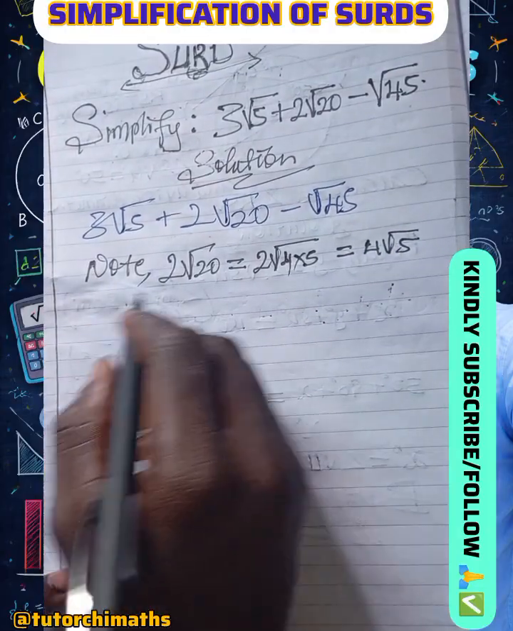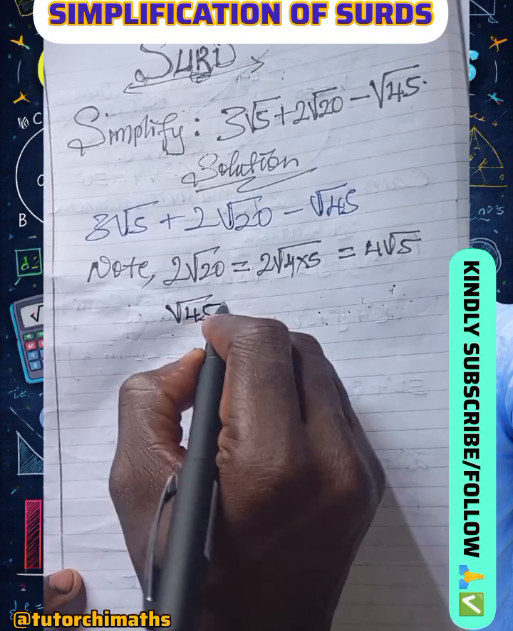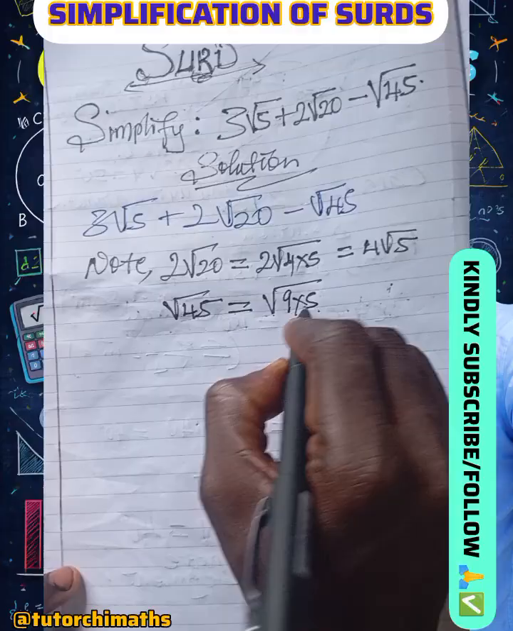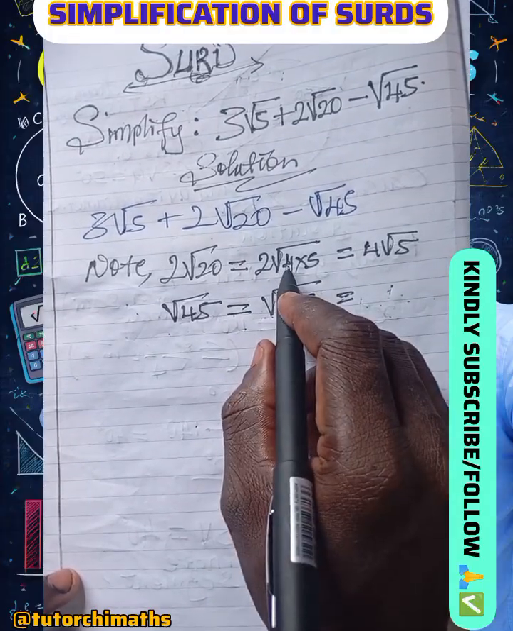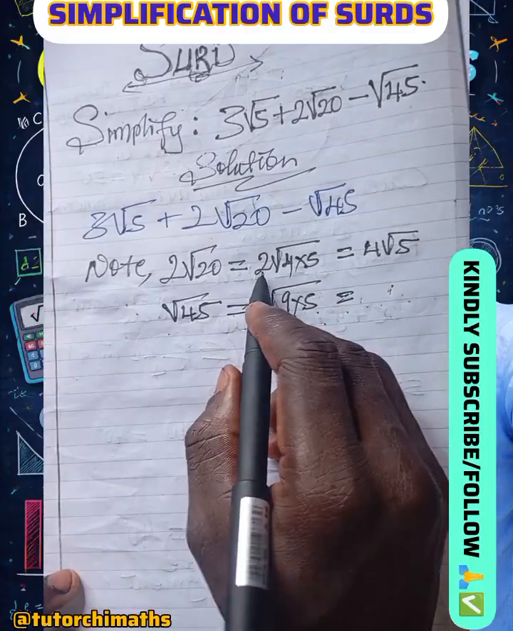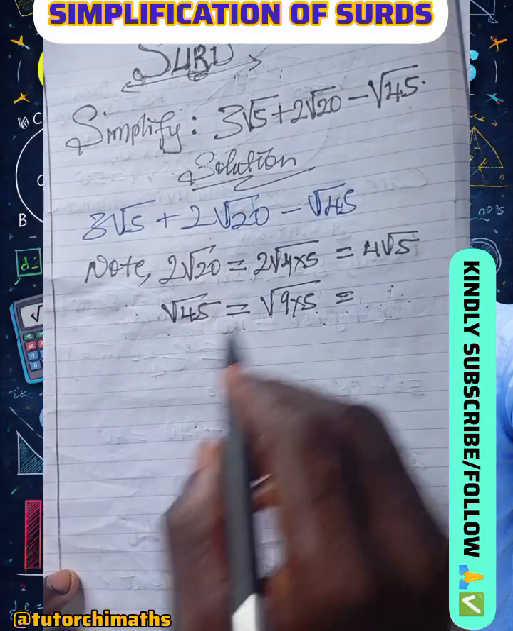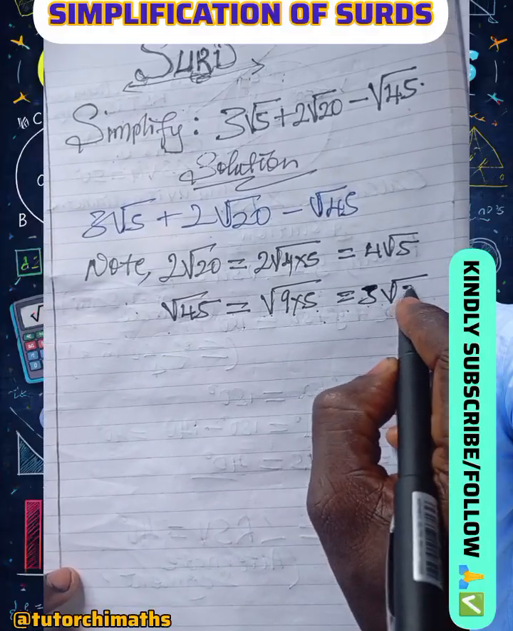Similarly, root 45 to basic form is equal to root 9 times 5. This is a perfect square. Square root of 9 will give us 3, just like square root of 4 will give us 2. 2 times 2, that is why we got this 4. So square root of 9 here is what? 3. So I will have 3 root 5.